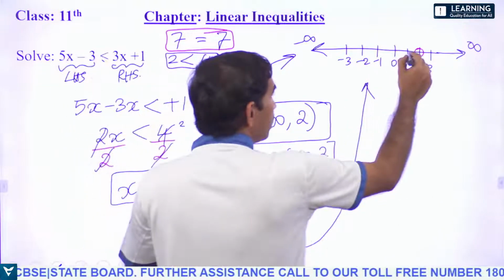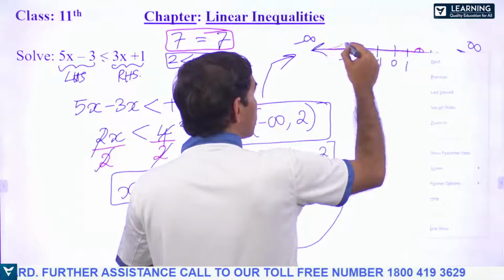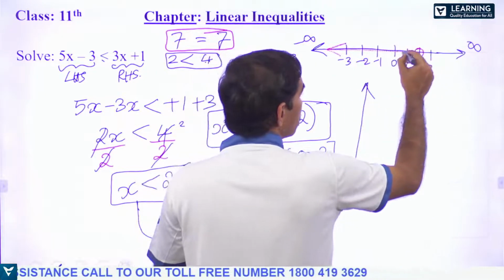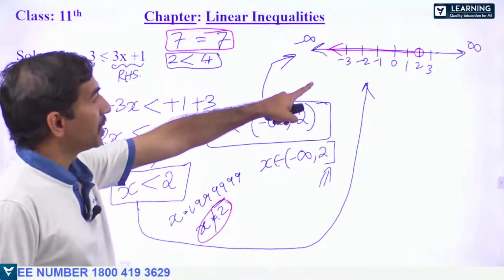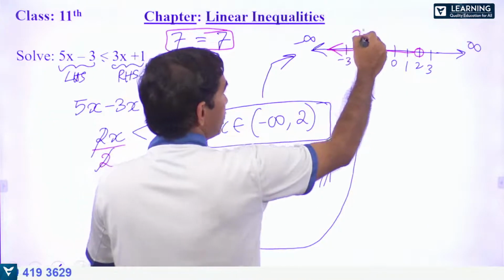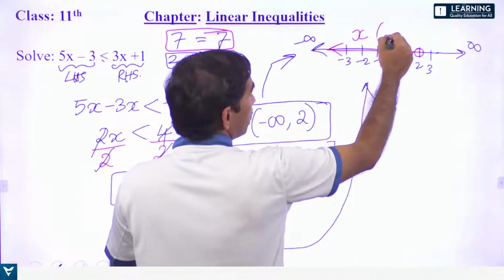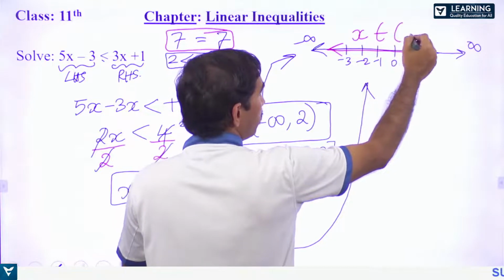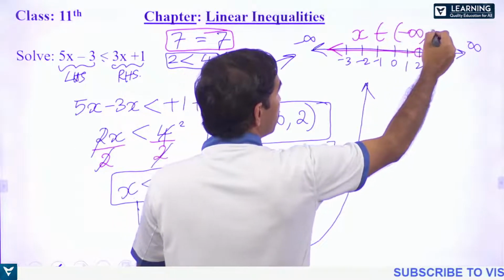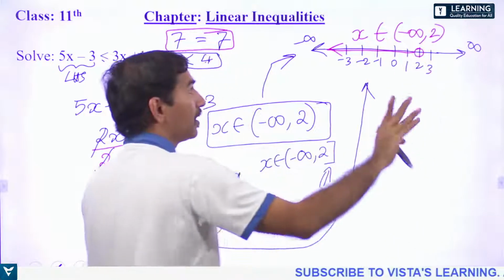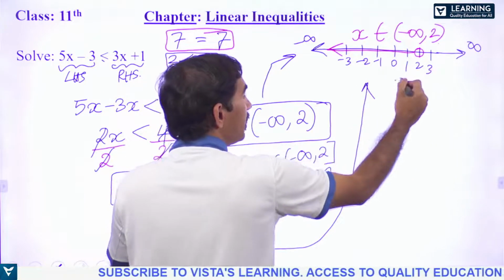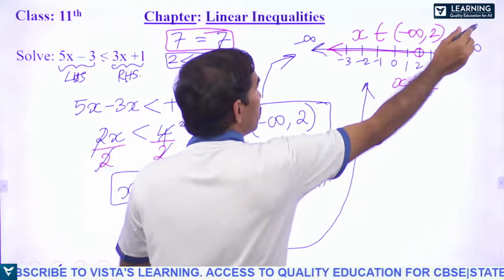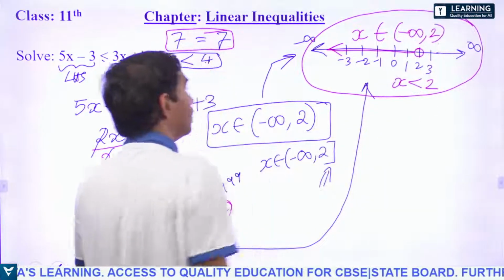Write it like this. This means x is belonging to the set of numbers from minus infinity to 2, where 2 is not included. That is why a curved bracket, graphically written like this, or it can also be written like this, x lesser than 2. All the 3 mean the same thing.